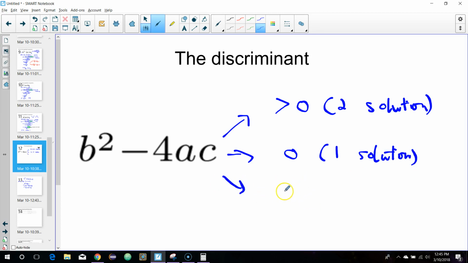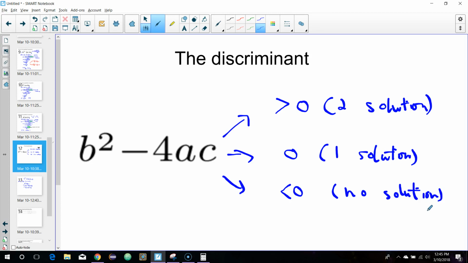Last, if it is less than 0, so your answer is less than 0, then you have no solution. So that would be the scenario where your diagram is above the x-axis. It's not cutting the x-axis, and therefore you have no solution.